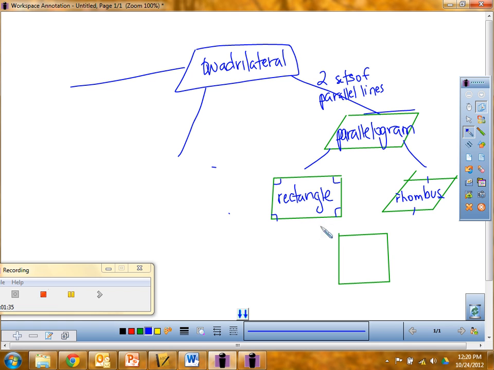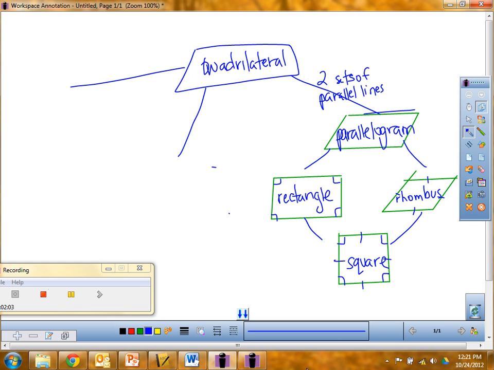So then, when we have a rectangle and a rhombus, basically, you have two sets of parallel sides. The angles happen to be right angles, and it also happens to possess the quality that all sides are congruent. We have our old-fashioned square.